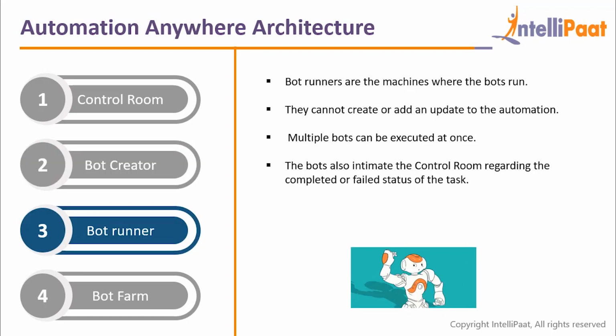Bot Runner. Now, bot runners are the machines where the bots run. They can't really create or update the automation, but multiple bots can be run all at once. The bots also inform the control room regarding the completed or failed status of the task.